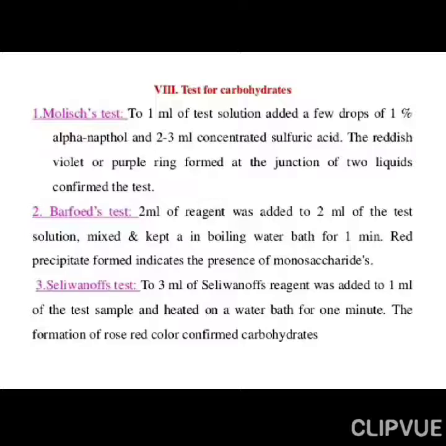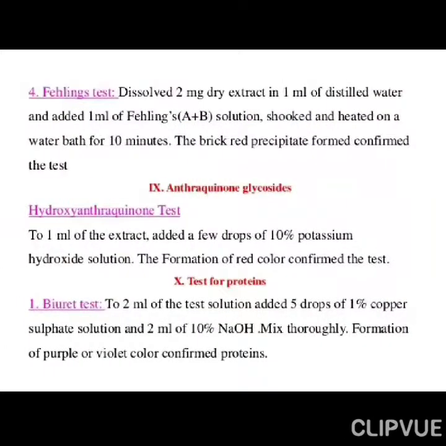carbohydrate. Benedict's test: 2 ml of reagent, add 2 ml of the test solution, mix and keep in a boiling water bath for 1 minute, and a red precipitate forms, which indicates monosaccharides. Seliwanoff test: 3 ml of Seliwanoff reagent is added to 1 ml of the test sample and heated on a water bath for 1 minute. The formation of rose red color indicates carbohydrate.